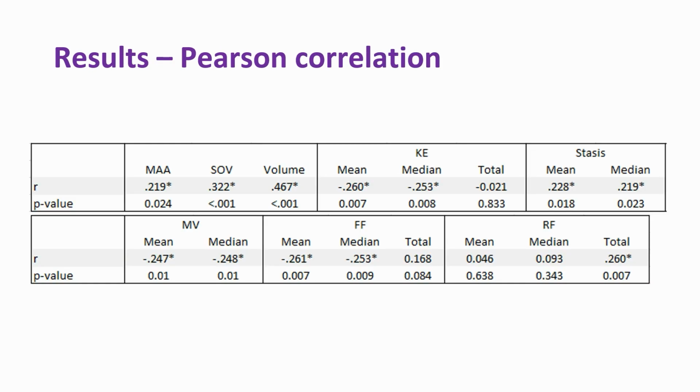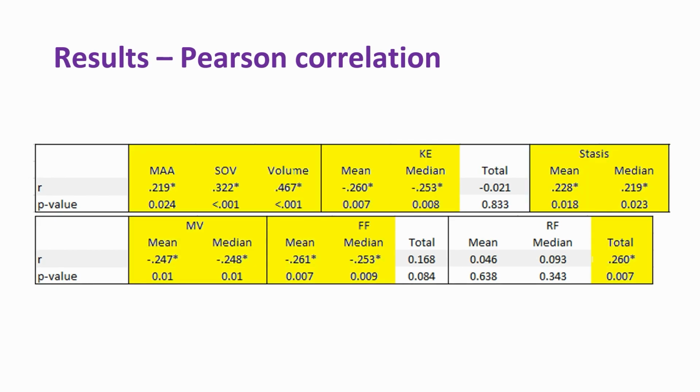So here are the results of the Pearson correlation between ascending aortic length and the hemodynamic variables. Here's the same data with all the statistically significant correlations. So as you can see, correlation was significant between ascending aortic length and mid-ascending aorta diameter, sinus of Valsalva diameter, aorta volume, average kinetic energy, average flow stasis, average maximum velocity, average forward flow, and total reverse flow.